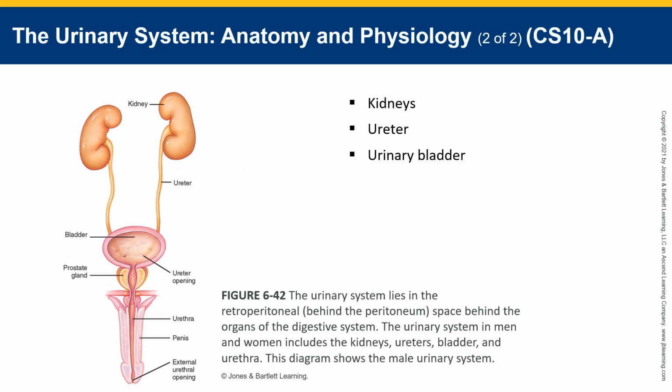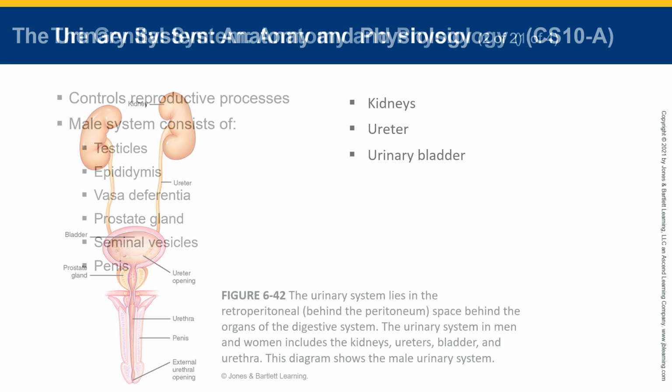The organs of the urinary system are the kidneys, the ureters, and the urinary bladder, where the kidneys fill up with liquid. They filter the liquid out. It filters down through the ureter to the bladder. The bladder swells up and stores that, and then eventually when it needs to be expelled, it goes through the urethra to the outside.